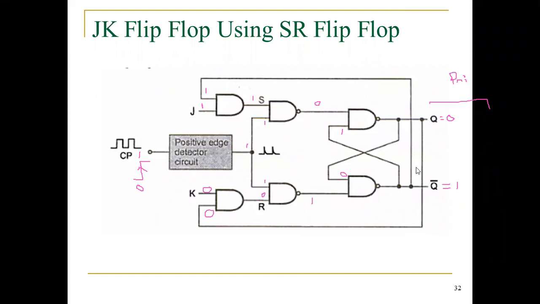Now, the assumption is what? Since this output is equal to 0, that comes to here, this makes this a 1, this 1 comes to here. Hence one of the inputs equal to 0 makes this output equal to what? 1. That makes this output equal to what? 1.